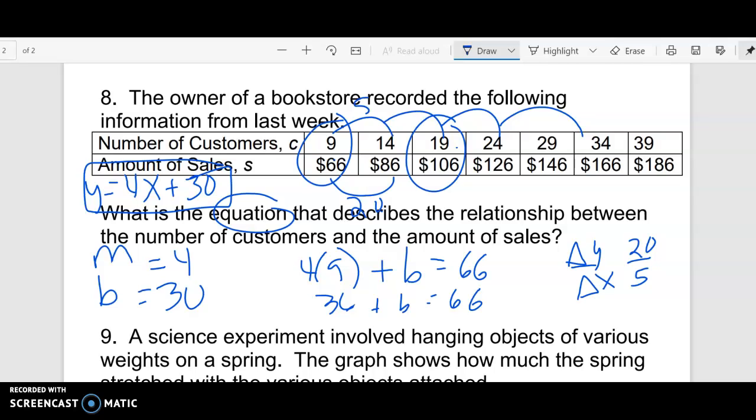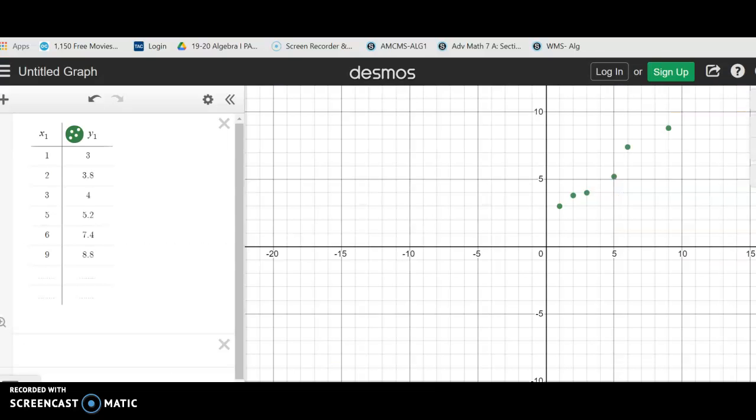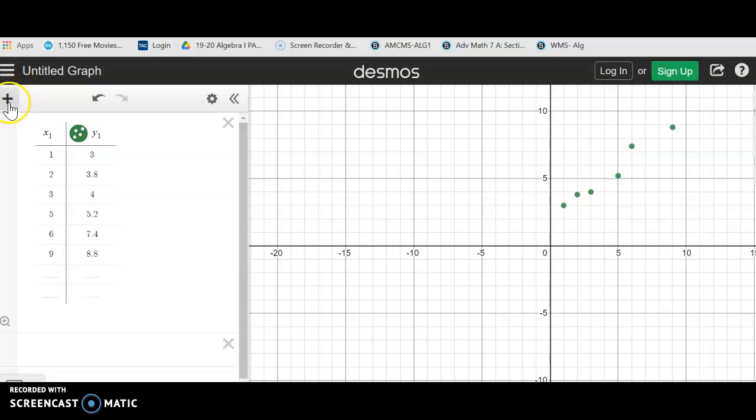The next part, we are going to use Desmos, and I have already pre-done this, and it says a science experiment involved hanging objects of various weights on the spring. So my x is my weight, and my y is the length of the spring, and I'm going to have to find a line of regression.